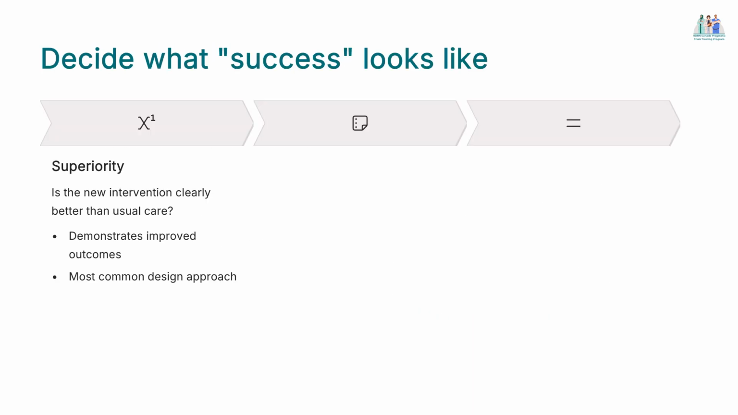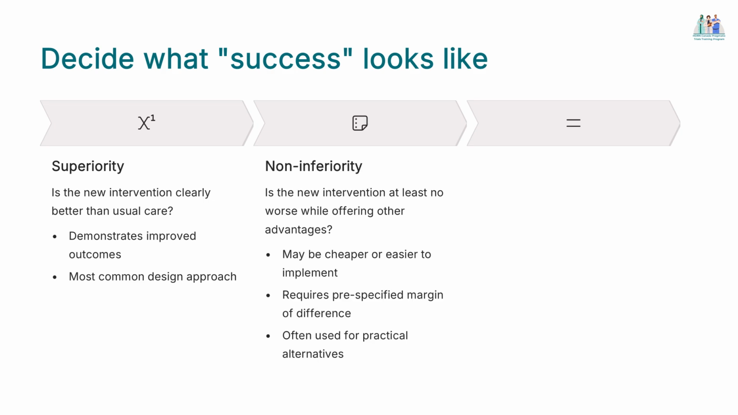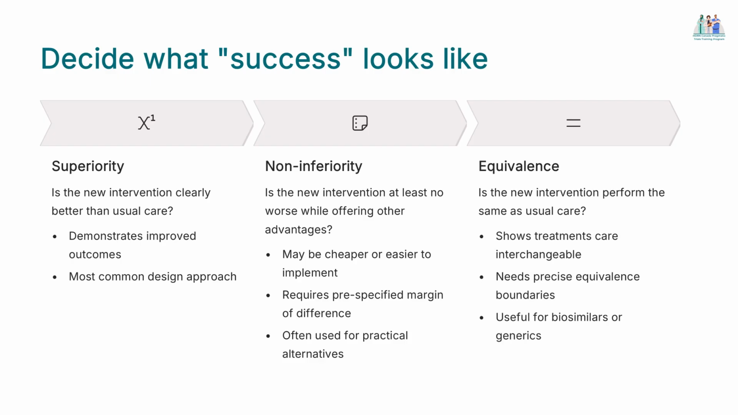When designing your research question, clearly defining what success means is crucial. For example, are you testing whether an intervention outperforms current practice? Or perhaps you're focused on non-inferiority, where the aim is to show the new intervention isn't worse, but might offer benefits like lower cost, greater convenience, or fewer side effects. Lastly, you might test for equivalence, ensuring your new option performs about the same as the standard treatment. Making this decision up front is vital. It shapes your trial's entire structure, influences your required sample size, and directly impacts your statistical approach.